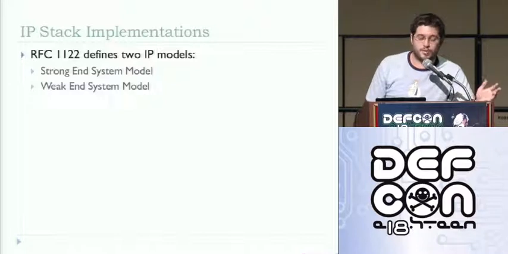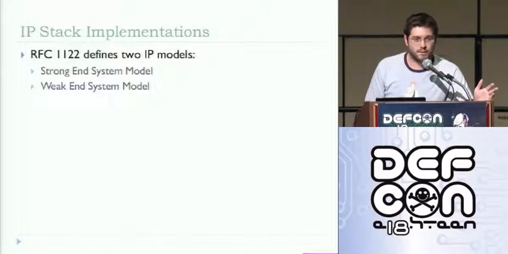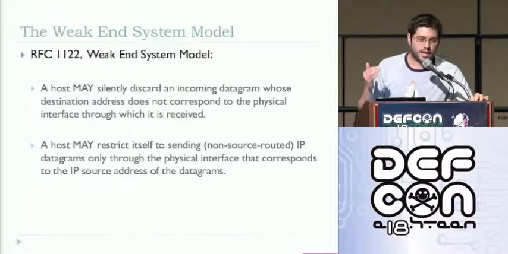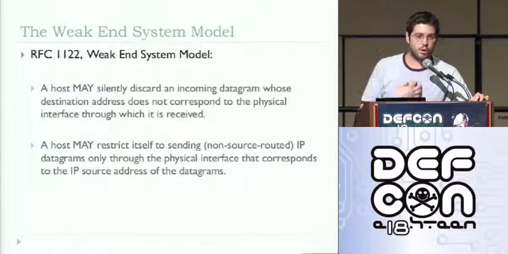Well, actually, the weak model is the more prevalent of the two. It's used by Linux, BSD, and even previous to Windows. So if you take a look at how the weak model works, it says, okay, if I am any host, doesn't matter if you're a router or anything, if you're a host and you have a packet come into you, you look at the destination IP, and if that destination IP matches any of your IP addresses on any of your interfaces, accept it and process it.